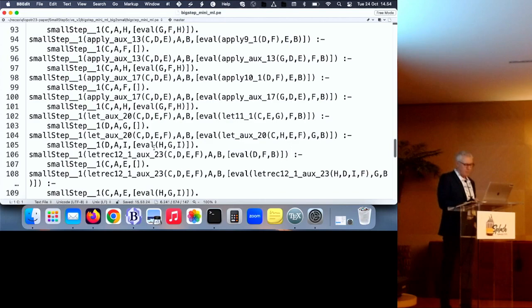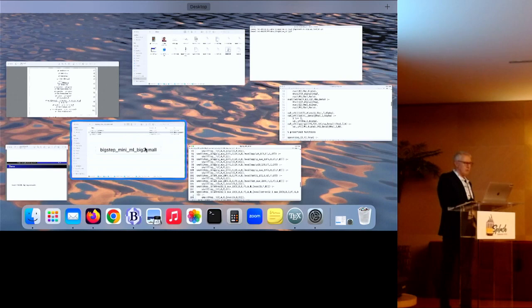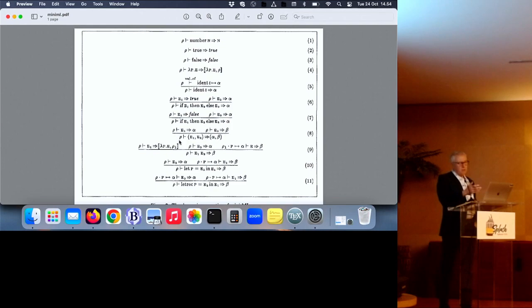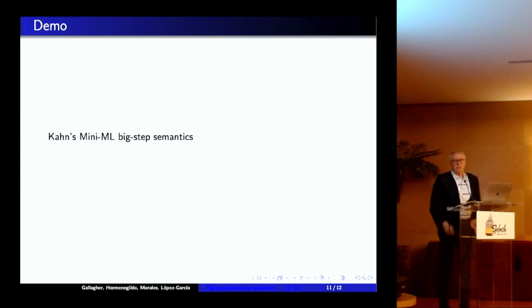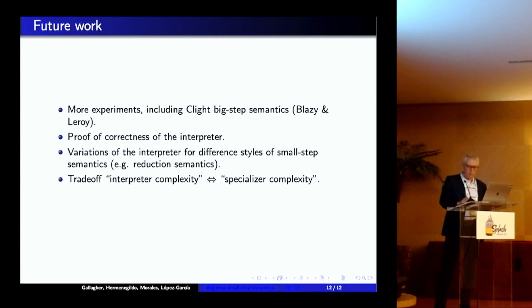We've done a number of examples from the literature, and yes, there are small differences from what other people have produced. Let's go back to the slides. But there are minor differences. I mean, we are getting results. And furthermore, we can run all the interpreters.